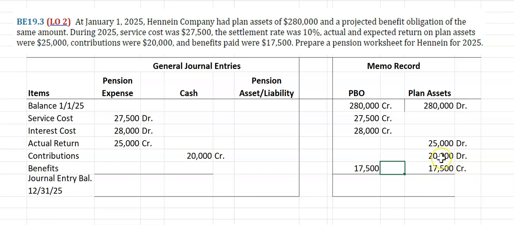Since asset is reducing, we credited plan asset. Since liability is reducing, we'll debit PBO. So now how we will figure out the balance?